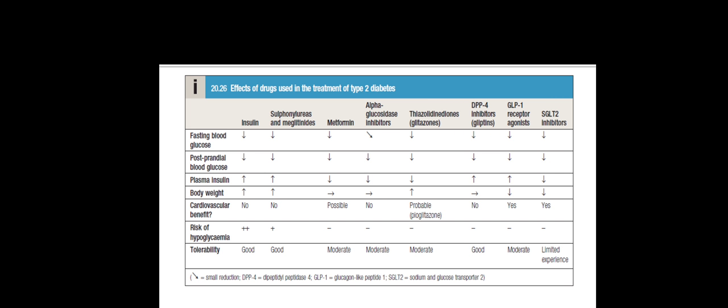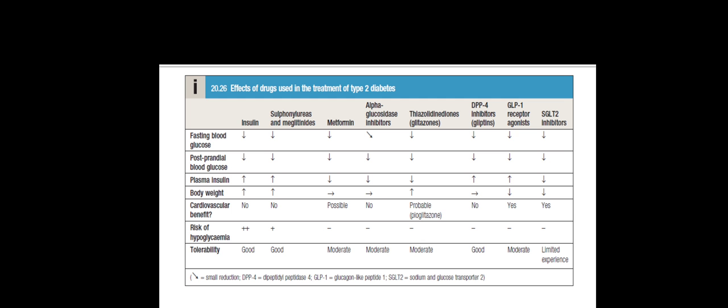Thiazolidinediones or the glitazones produce a decrease in the FBS as well as PPBS. It reduces the plasma insulin level, but it can produce fluid retention and therefore has to be used with caution in patients with cardiac failure or can precipitate cardiac failure. But it has got a cardiovascular benefit, probably, especially pioglitazone, and tolerability is moderate.